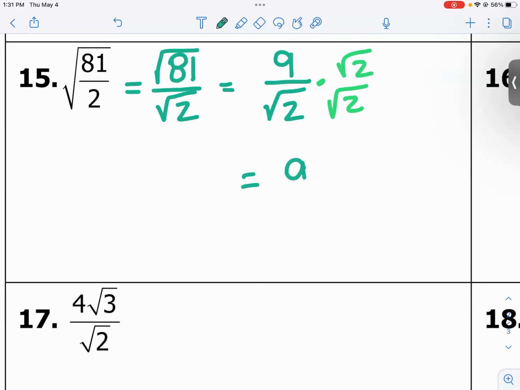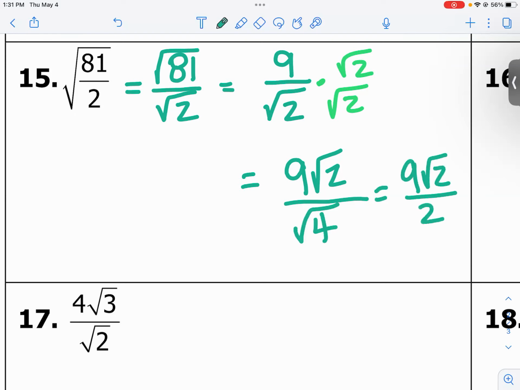So we have 9 radical 2 over, I don't know why I said 4, well, we'll say square root of 4, which is 2. Yes, my dear. So you made it into a 9 over 2 because it's a perfect square. Since 81 is a perfect square and it's under the square root, we can say that the square root of 81 is 9, and now there's no longer a radical.